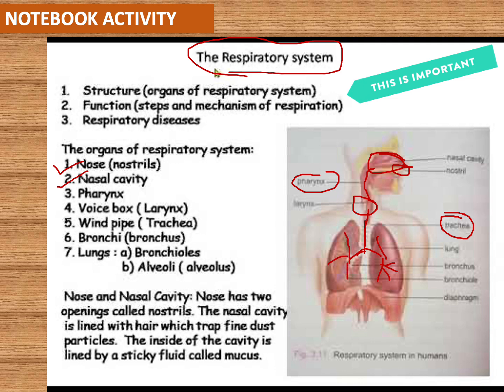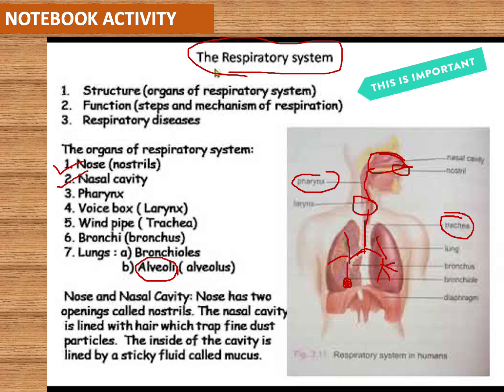Now these bronchioles end with a knob-like, balloon-like structure, and these are called alveoli. There the give and take of oxygen and carbon dioxide is happening. We'll come to this later, how it happens, what the mechanism is in the alveoli. A big mechanism is happening there.